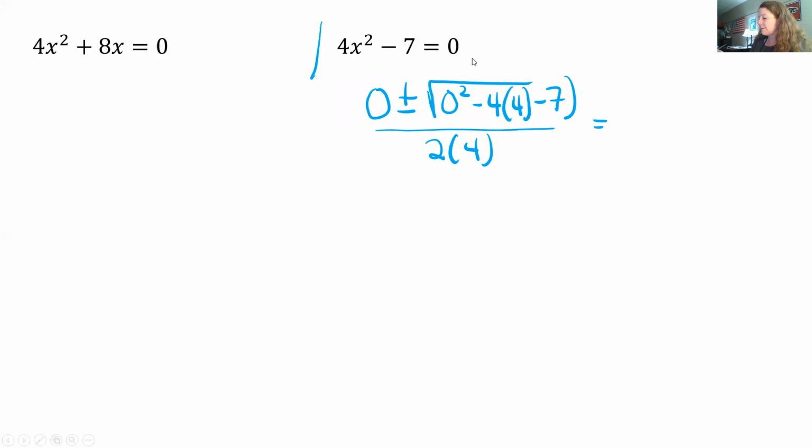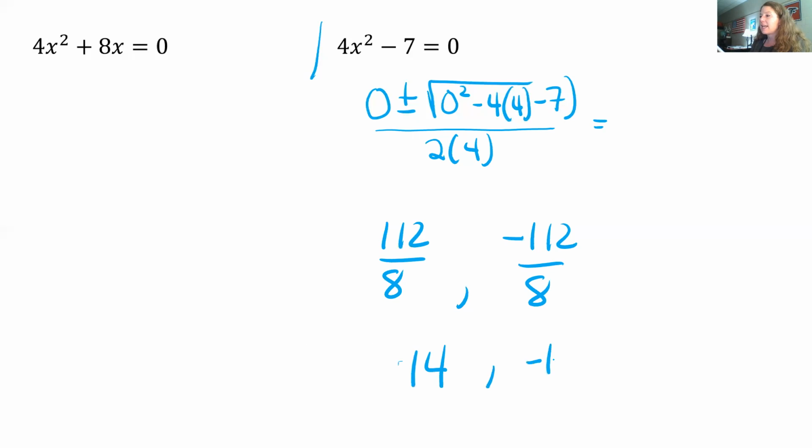So in my calculator, I'm typing 0 minus 4 times negative 7. And I get 112. So I have 0 plus 112. So I have plus positive 112 over 8. And I have negative 112 over 8. Well, what is 112 divided by 8? 14. So my answers are 14 and negative 14.